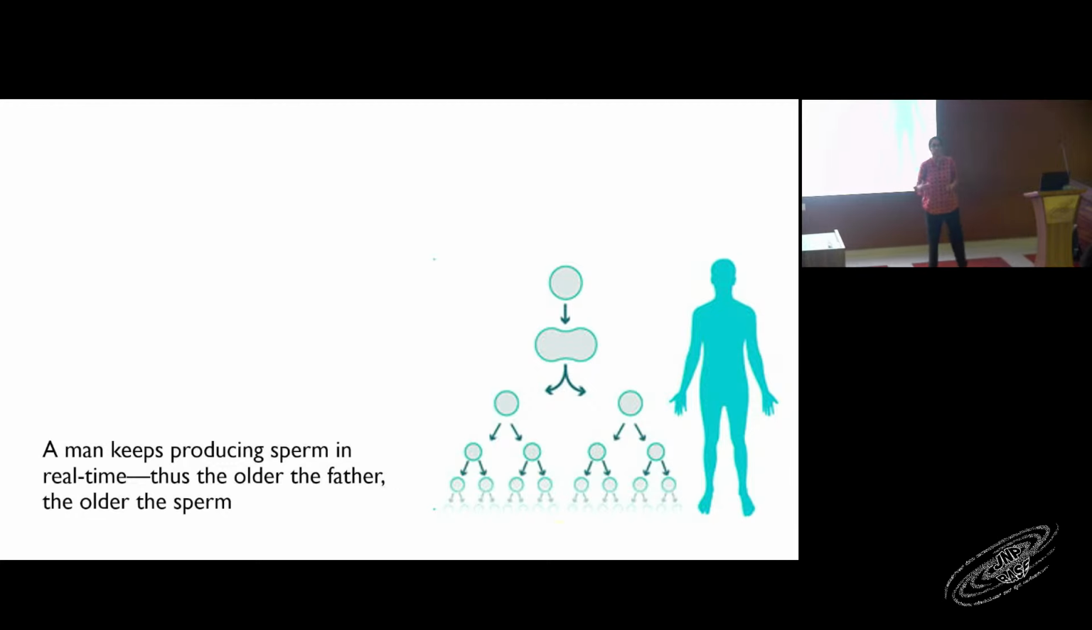being produced. So the older the father, the more the number of generations, the number of replications or divisions that sperm have undergone. And so therefore, father's age has a very direct relationship to the number of mutations in sperm. And that's why the older the father, there's a very steep increase in the number of mutations to children.